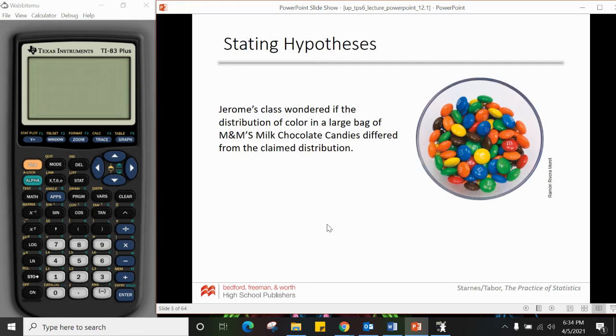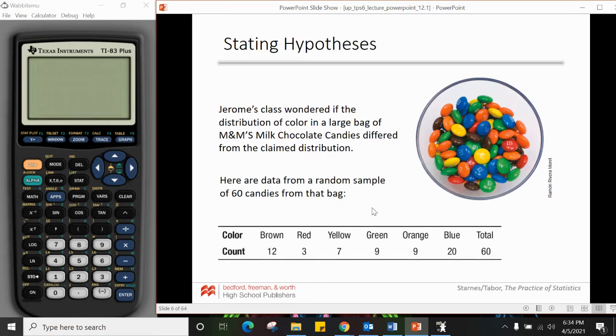So that's why this problem is different than before. Jerome's class wondered if the distribution of color in a large bag of M&M's milk chocolate candies differed from the claimed distribution. So here's the random sample of 60 that he took. He found that 12 were brown, 3 were red, 7 were yellow, 9 were green, 9 were orange, and 20 were blue.